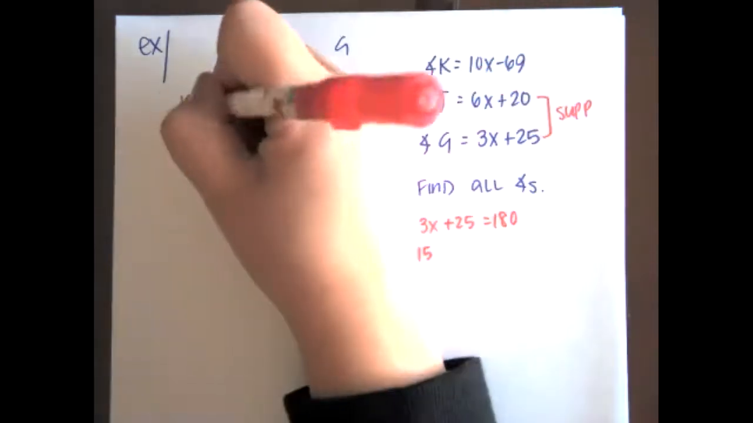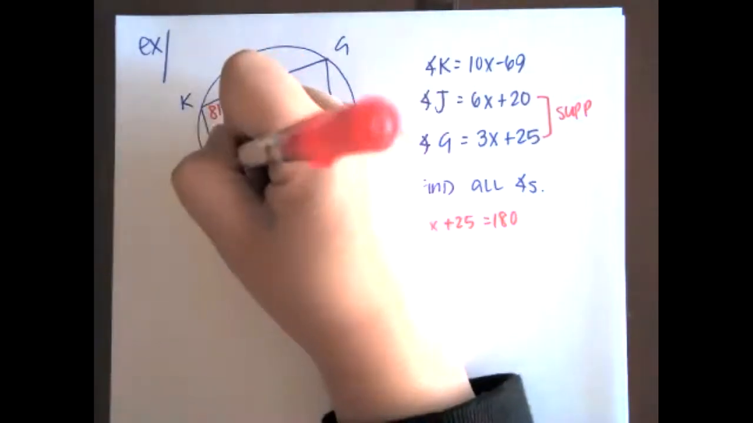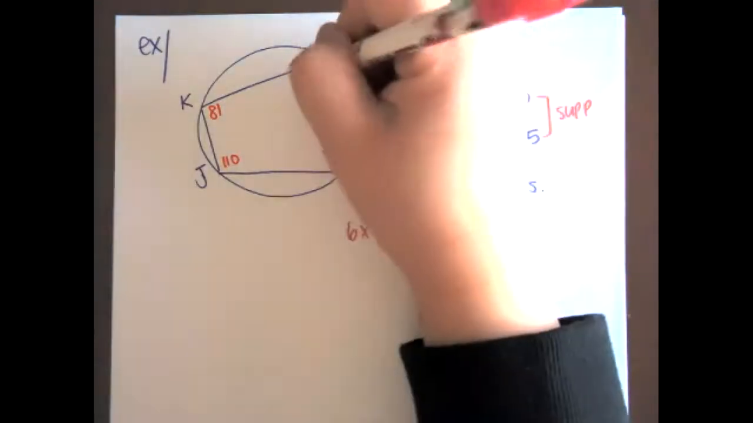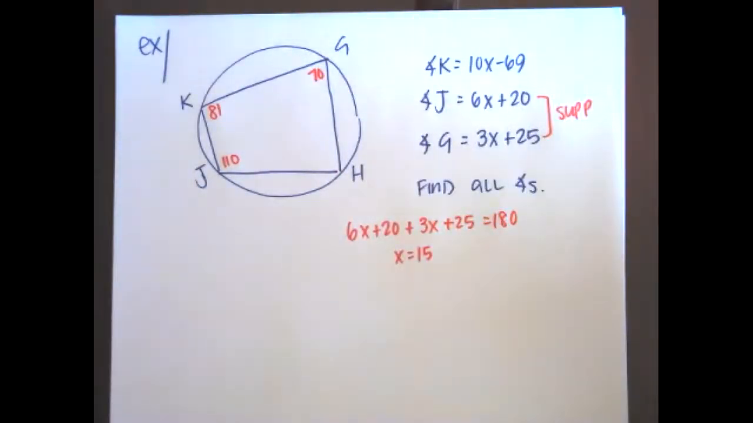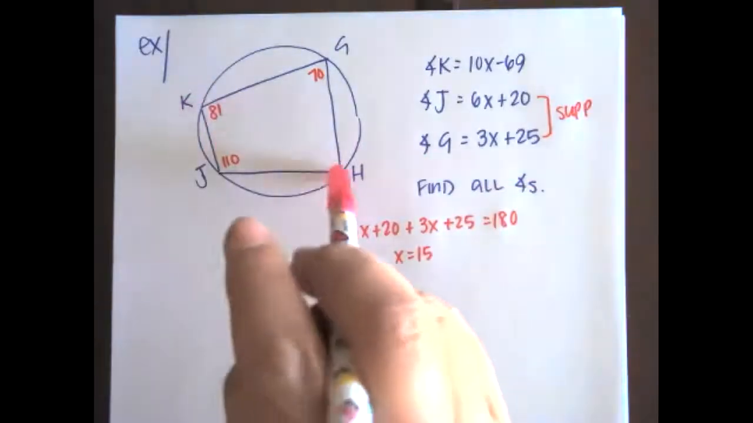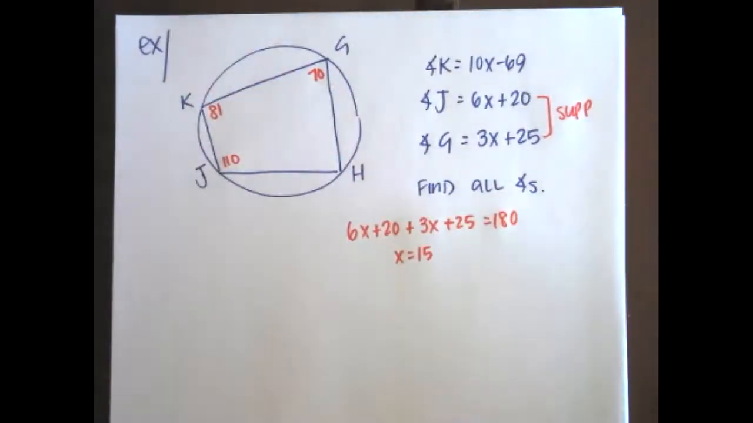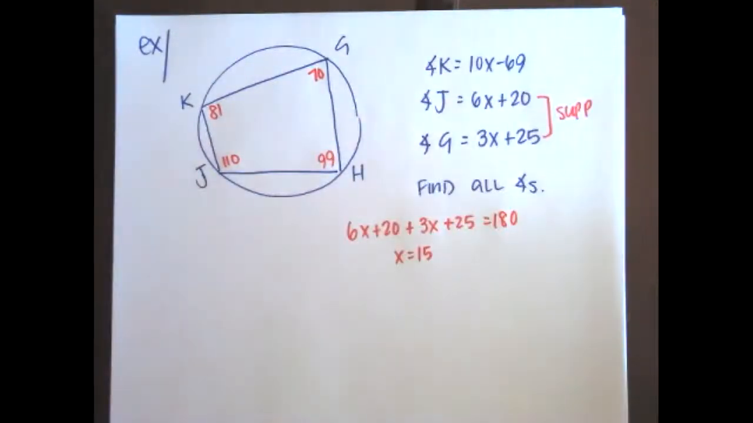Angle K ends up being 81. Angle J ends up being 110. Angle G is 70. Angle H, well, we know they have to be supplementary, or we know they all add up to 360, however way you want to figure that out. So this is 99. Questions on that?